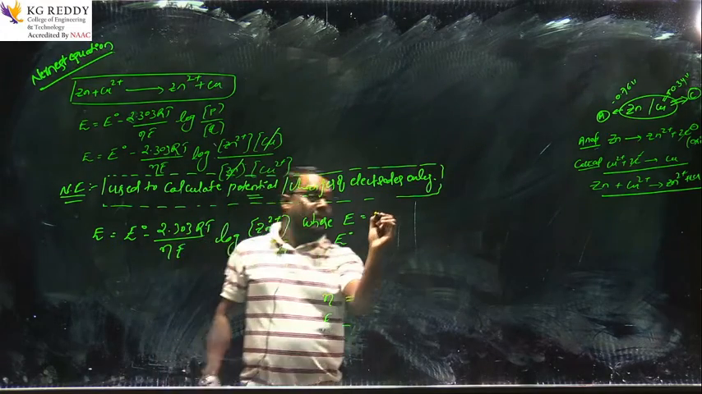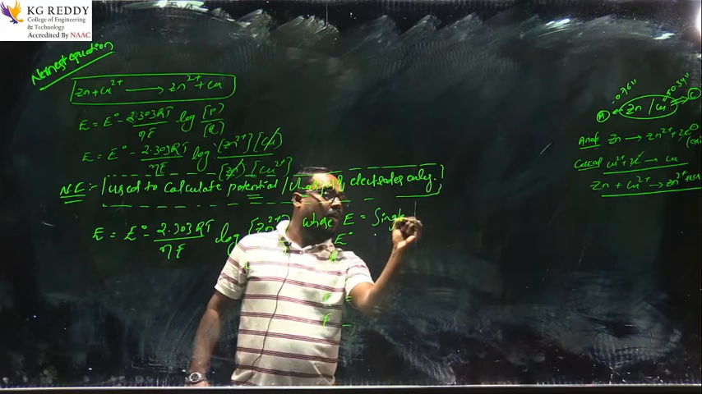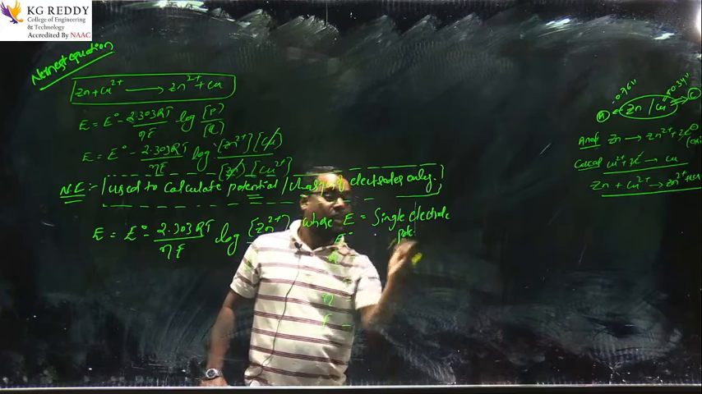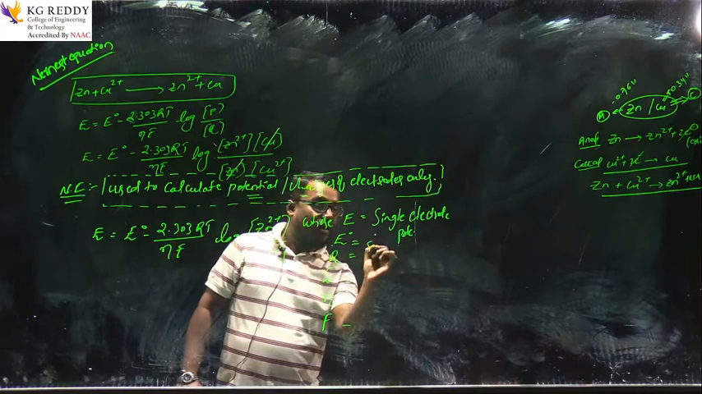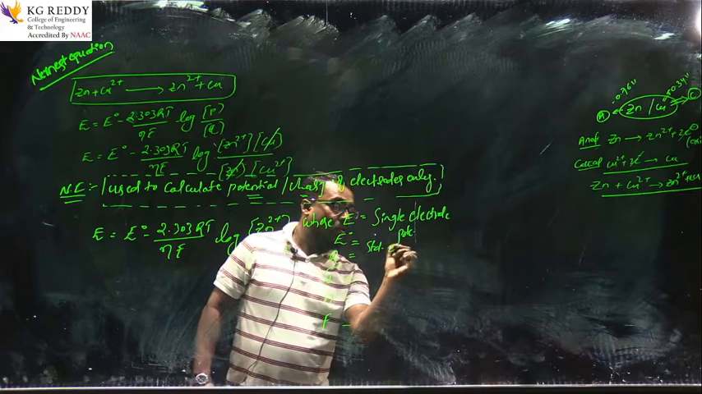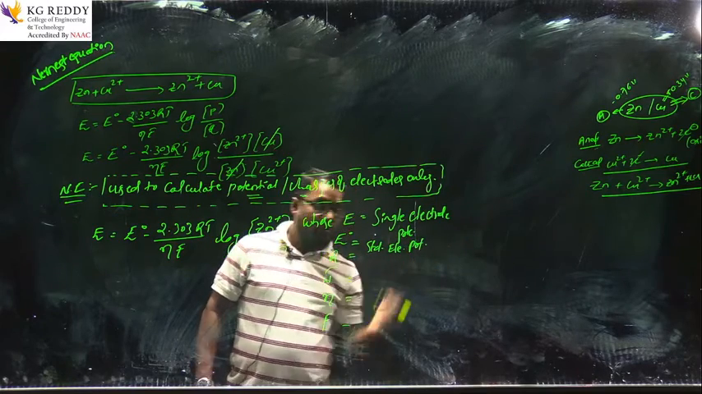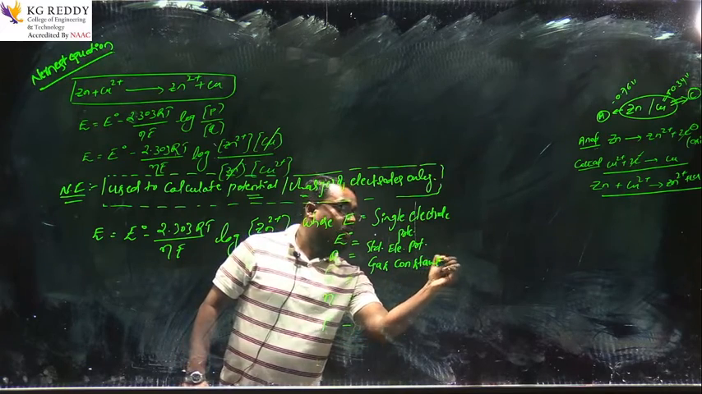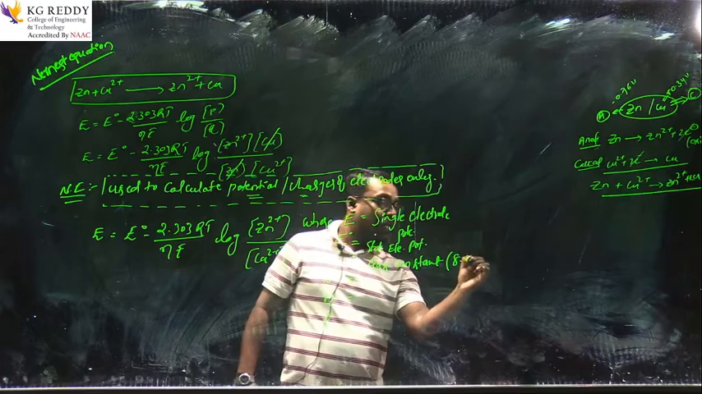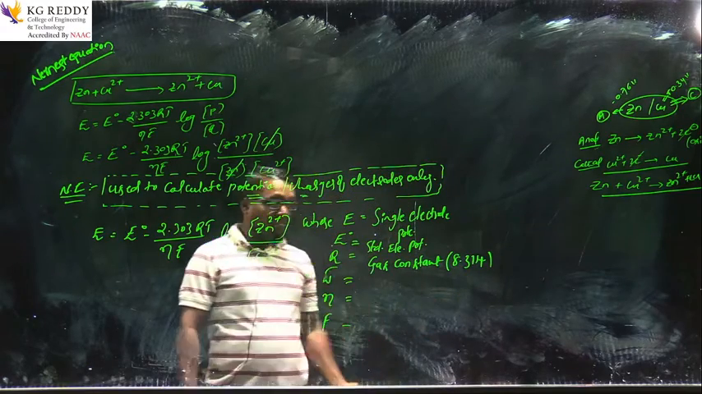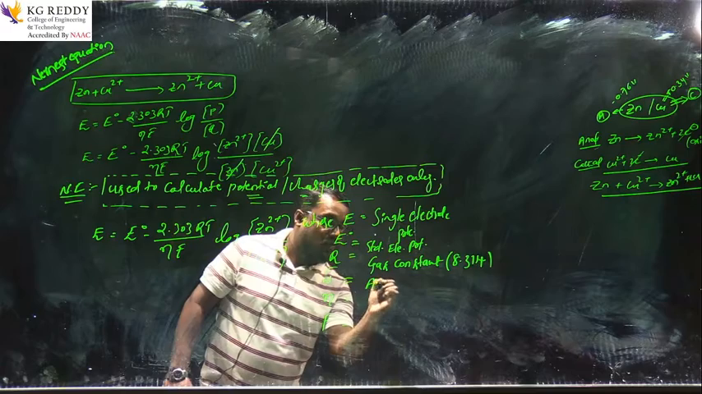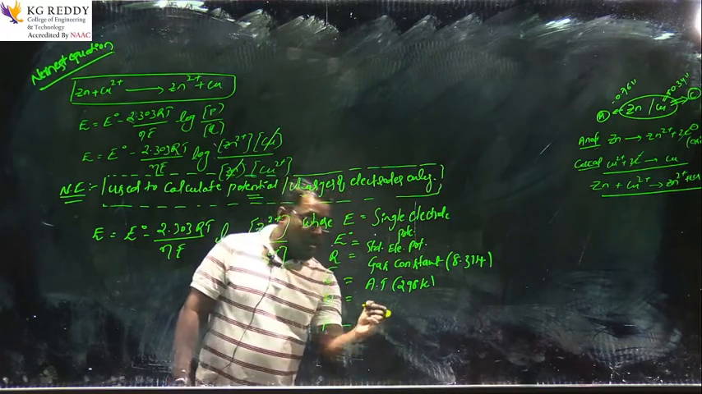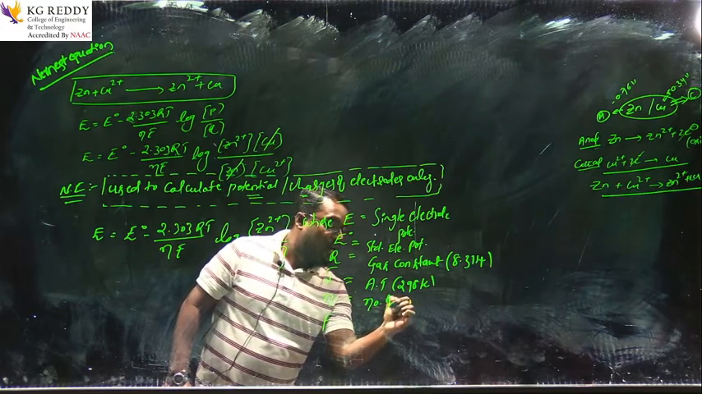E is the single electrode potential. E naught is the standard electrode potential. R is the gas constant, the value of which is 8.314. T is the absolute temperature, that is, we take 298 Kelvin. n is the number of valence electrons.